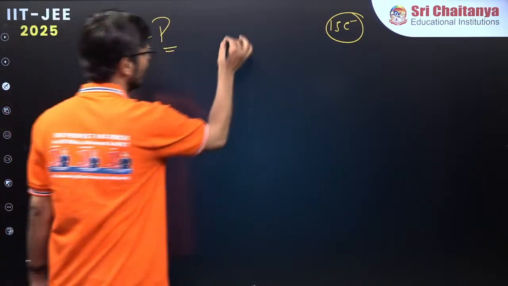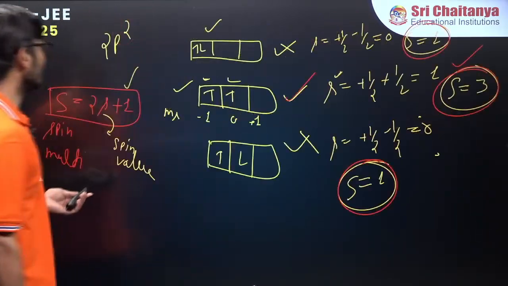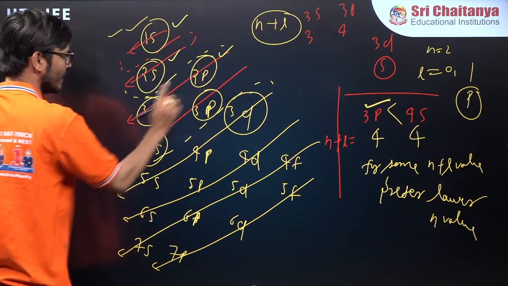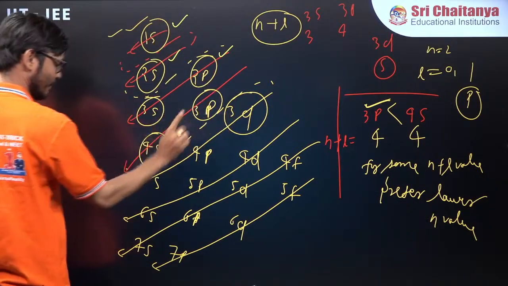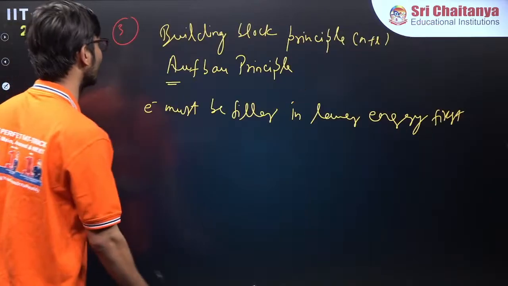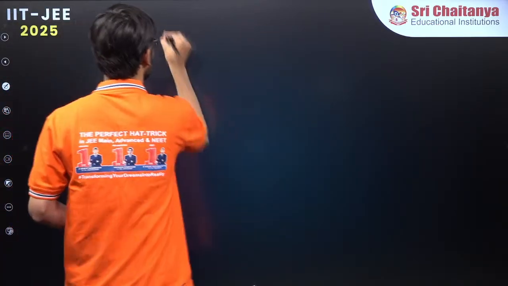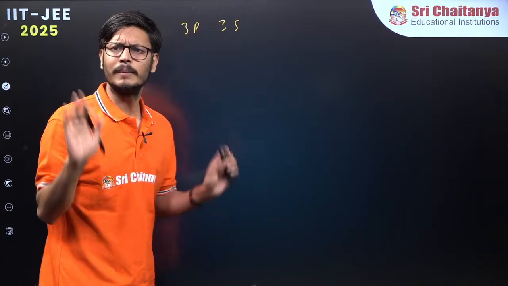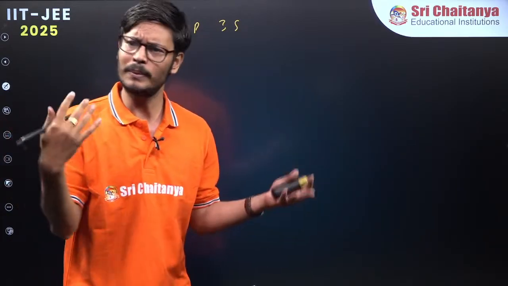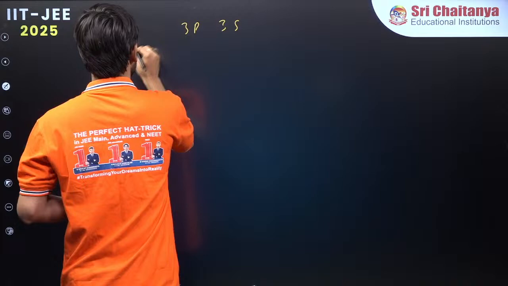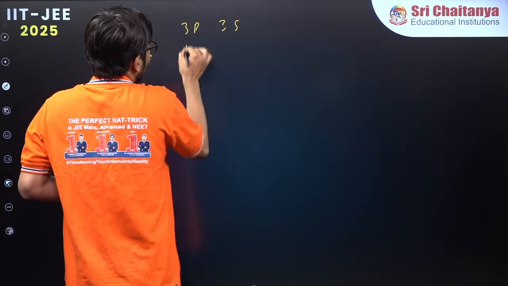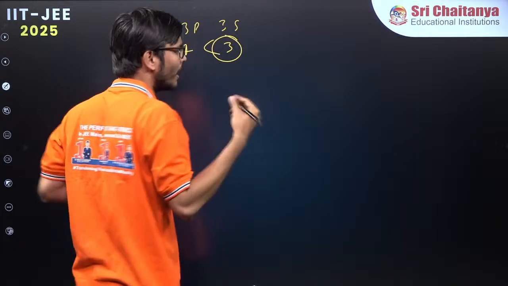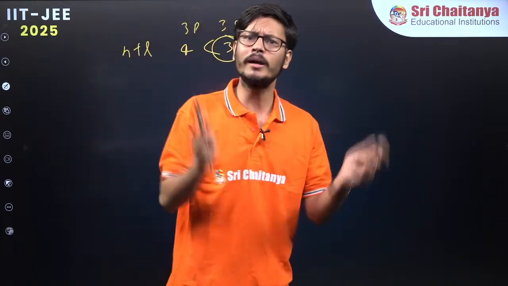So as I told you, the n plus L rule. I think all of you remember this table: 1s, 2s, 2p, 3s, 3p, 4s, 3d, 4p, 5s. If you ever get confused about whether 3p or 3s should come first, simply add the n plus L value. For 3p, n plus L value is 4 and for 3s it is 3. So what should come first? Lower number. Always lower number should come first.